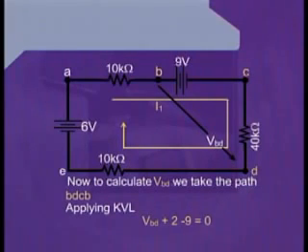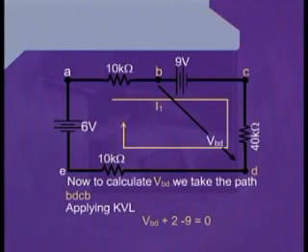Also, we can see that the terminal of the 40K resistance, which is near to the point D, has been marked as negative. Therefore, we can write VBD minus into the value of the voltage drop across 40K resistance, which is minus 2. So, minus into minus 2, that is why we have written plus 2.